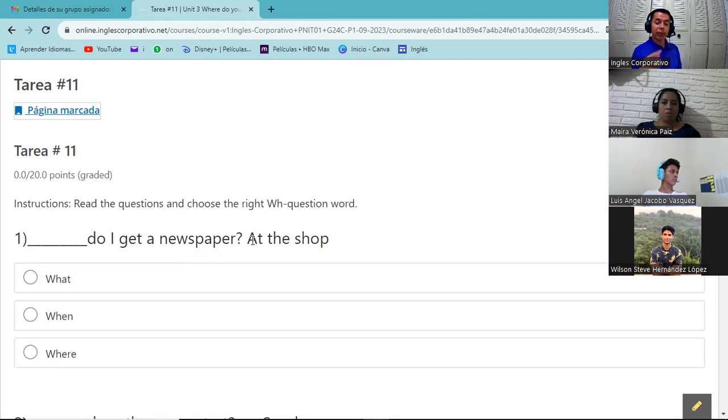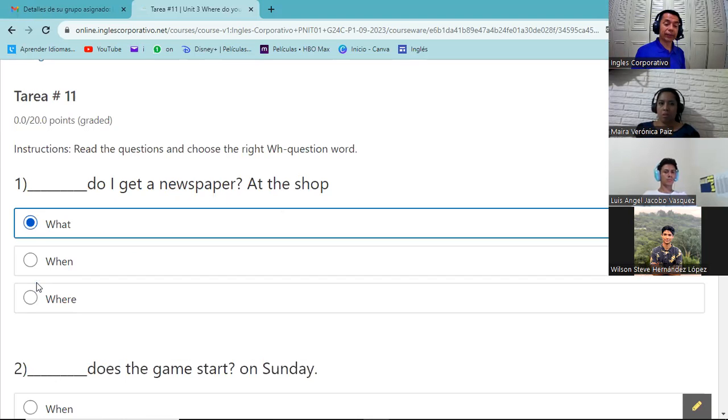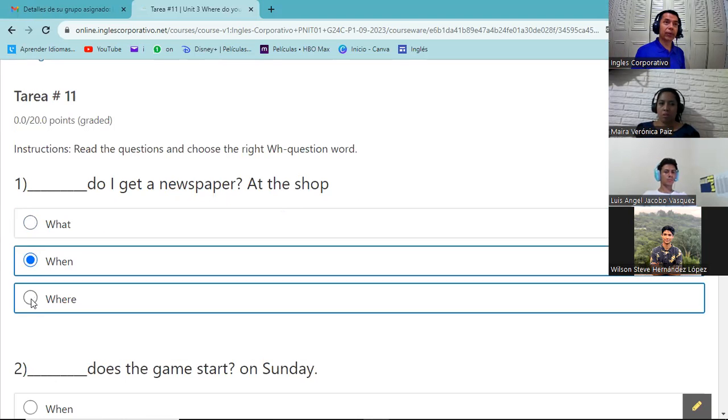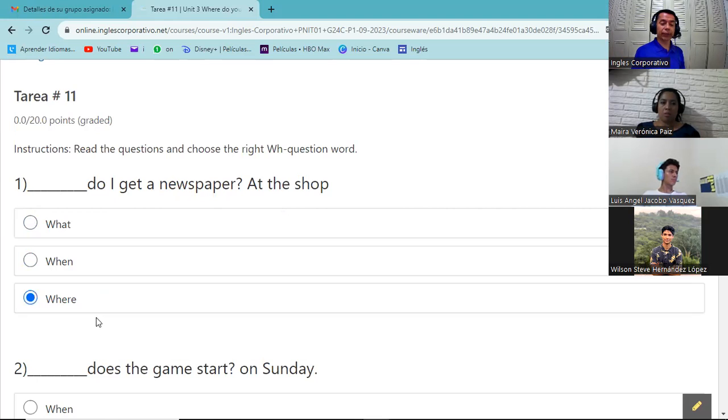En la pregunta número 1 dice, at the shop, en la tienda. ¿Qué sería la tienda? ¿Sería tiempo? ¿Sería una persona? ¿Sería un lugar? ¿Sería una cosa? De acuerdo a eso, pues ustedes me le dan what, when, o where, cualquiera de los tres, ¿sí?